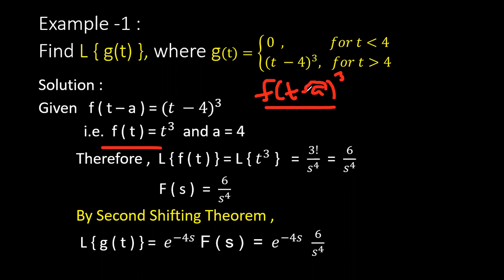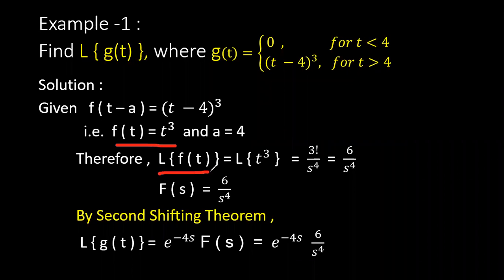If we don't have this a, I would write this as f of t whole power 3. So this function is in terms of a power, that's why it can be represented as f of t equal to t cube. And what is the a value here? The a value is equal to 4. So we got the f of t value as t cube and the a value as 4. Now we have to apply the Laplace transform to this f of t.